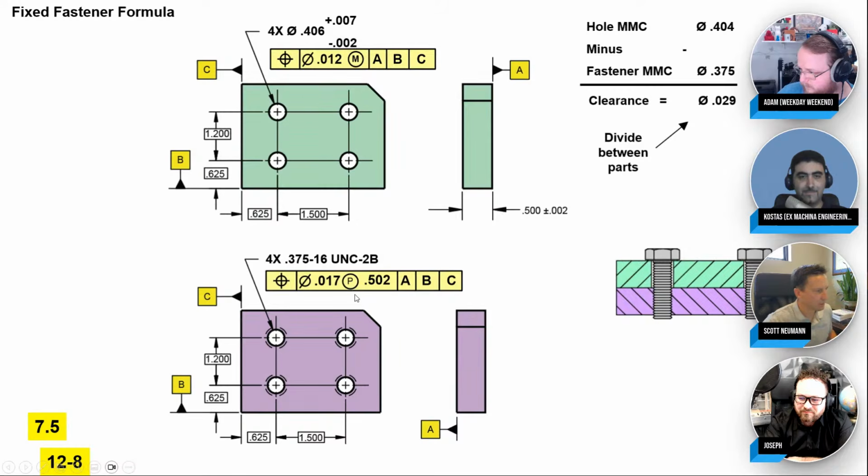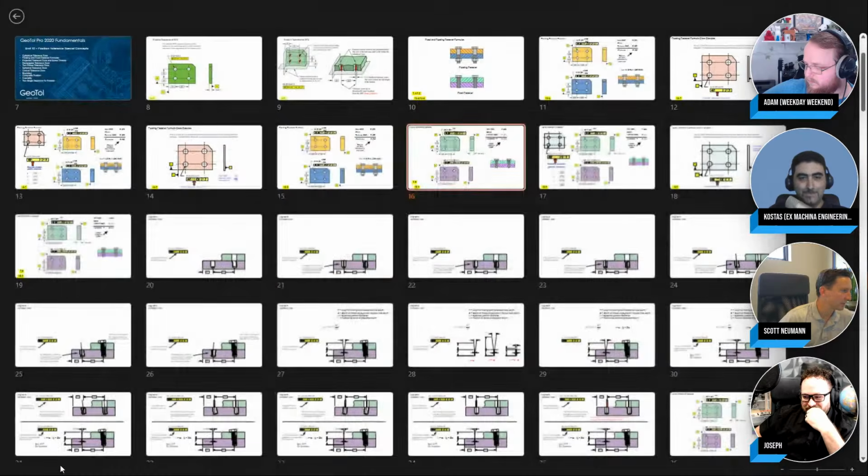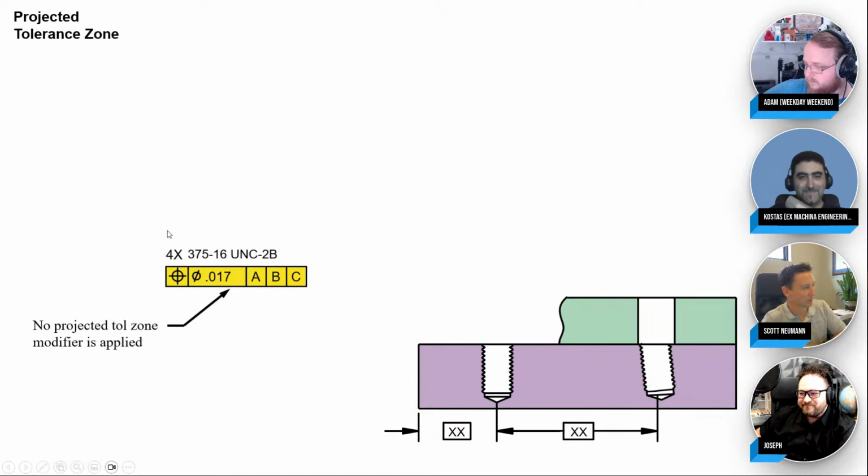I guess we should maybe talk a little bit about the projected tolerance zone. I think that would be a good one to discuss. Yeah, that's a really cool modifier. Boy, that is an underused and underappreciated modifier. It's really cool. So let's look at position tolerance on some threads here. So I kind of zoomed in on this view of it, and we have a blind threaded hole here, and it's located by the basic dimensions. And then I have kind of a cross section of what the green part, the clearance holes, would be on top. Now, let's say you do a position tolerance, no projected tolerance zone modifier.